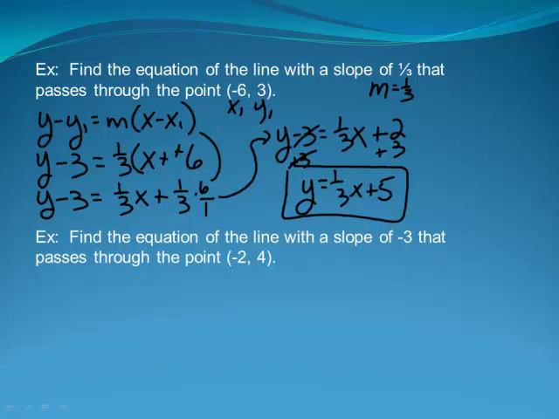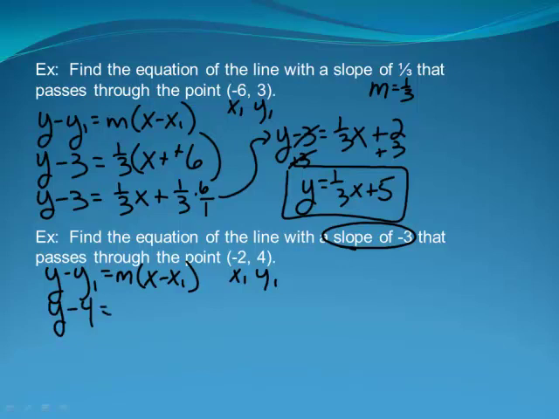All right, second example on this page, find the equation of the line with a slope of negative 3 that passes through the point negative 2, 4. Again, same type of thought process. We've got a single point, and we do know our slope, our m value. So y minus y1 is equal to m times the quantity x minus x1. That gives us y minus 4 is equal to negative 3 times x minus a negative 2.